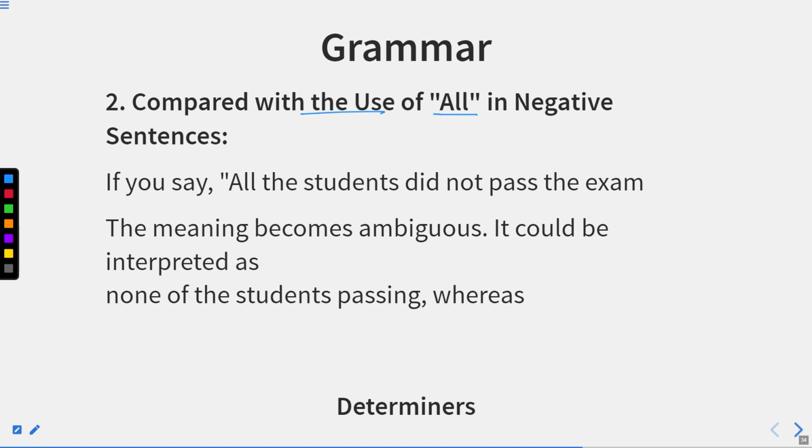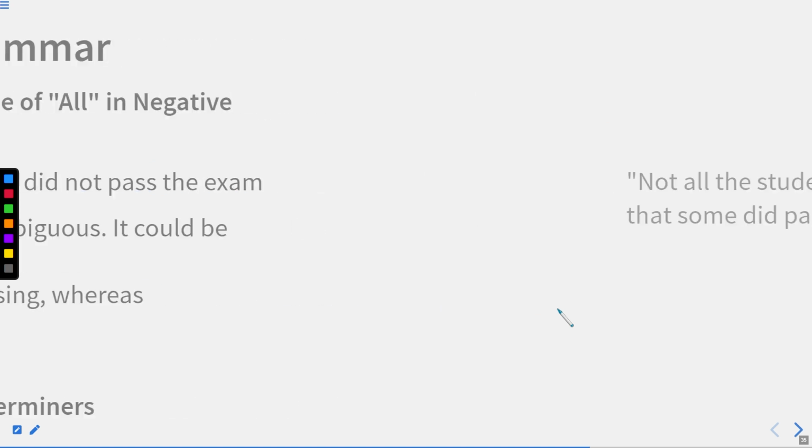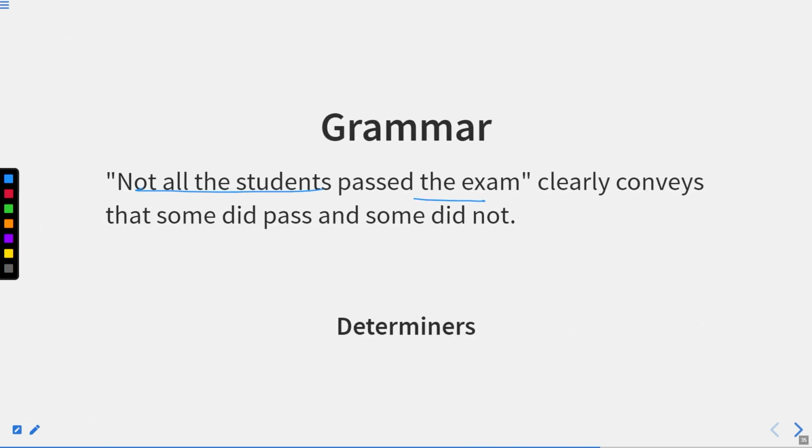Compared with the use of all in negative sentences, if you say all the students did not pass the exam, this is ambiguous. It could be interpreted as none of the students passing, whereas not all the students passed the exam clearly conveys that some did pass and some did not. So this is how we use the word all. If I say not all and all not, the sentences will be different in meaning. Now let us move to the next one.